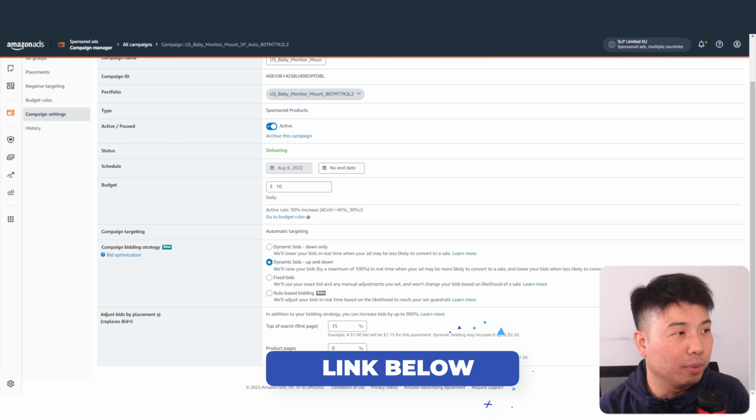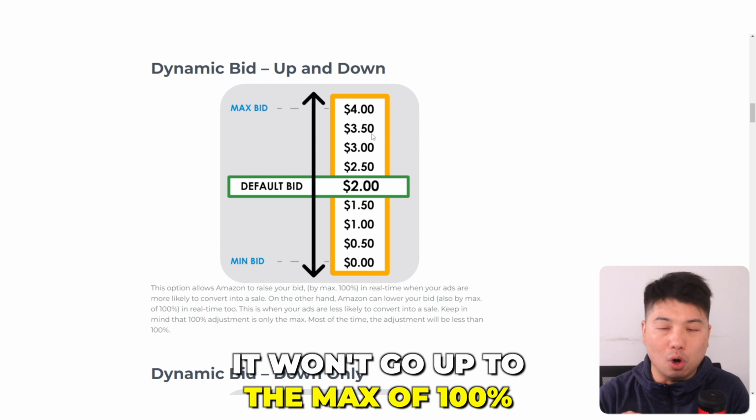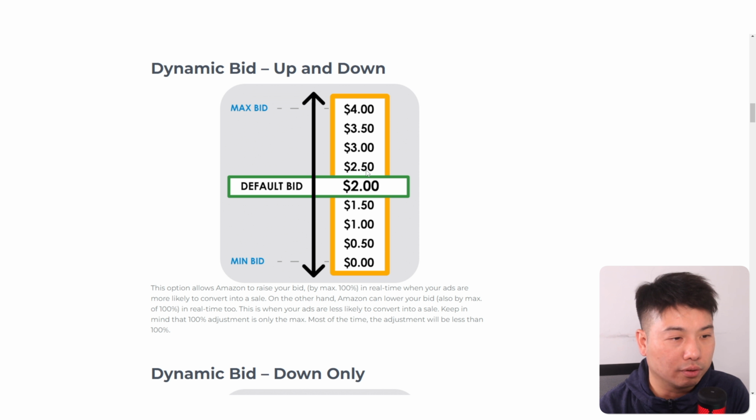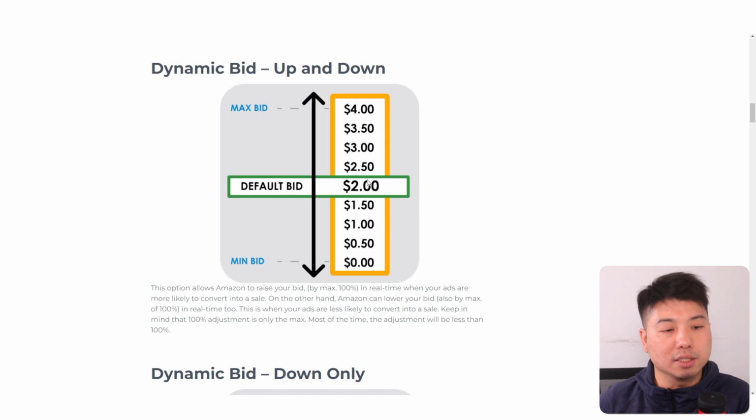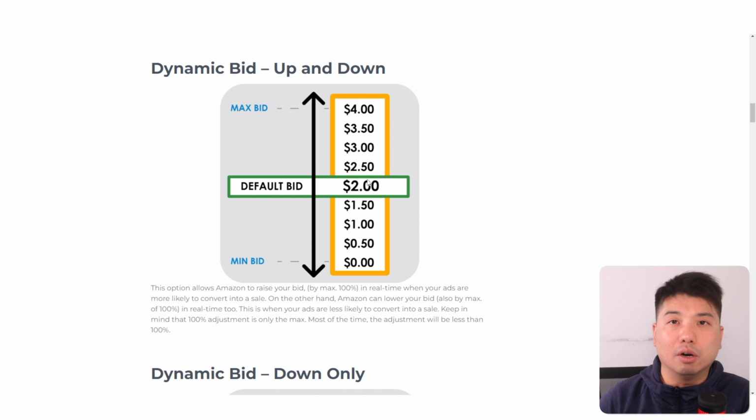I've written a very detailed article on the campaign bidding strategies, and I'll link it in the description below. I also have a description right here of how the actual dynamic up and down settings work. So you have a bid of $2. You're allowing Amazon to bid it up 100% and down 100%. So this is up to. A lot of times it won't go up to the max of 100% or down 100%, but it allows Amazon leeway of up 100, down 100 from your actual default bid to determine whether that particular ad is more likely or less likely to convert. So basically you're giving Amazon a lot of control in terms of the bidding process.